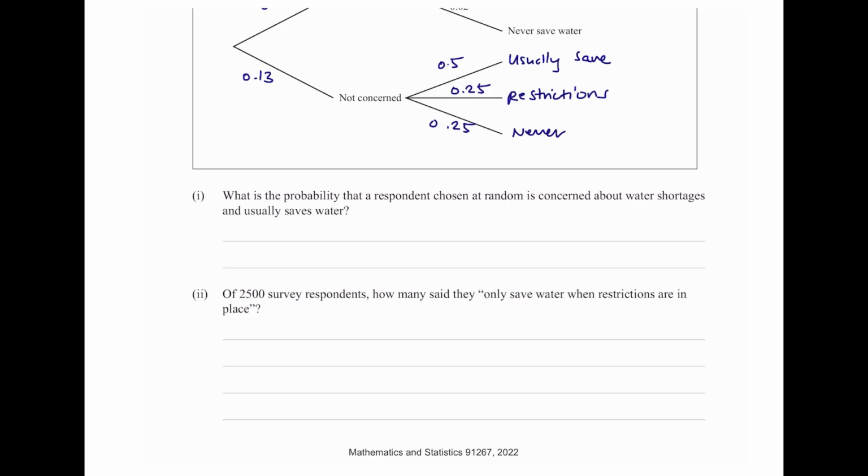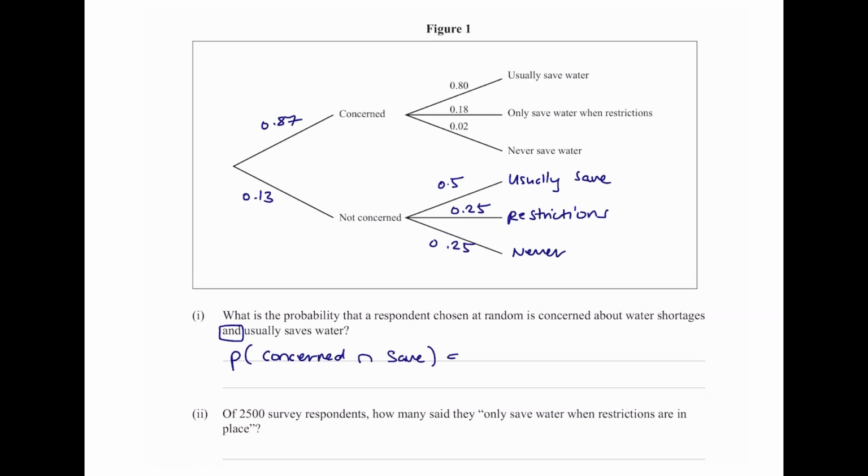Part 1. What is the probability that a respondent chosen at random is concerned about water shortages and usually tries to save water? So we've got the AND keyword there, so we're going to do an intersection: the probability that we are concerned and we save usually. So all we do is go down our branches. The probability of being concerned is 0.87, and we always multiply when we go across the branches. That they try to save is 0.8. So we just multiply 0.87 by 0.8. Okay, and that gives us a probability of 0.696.